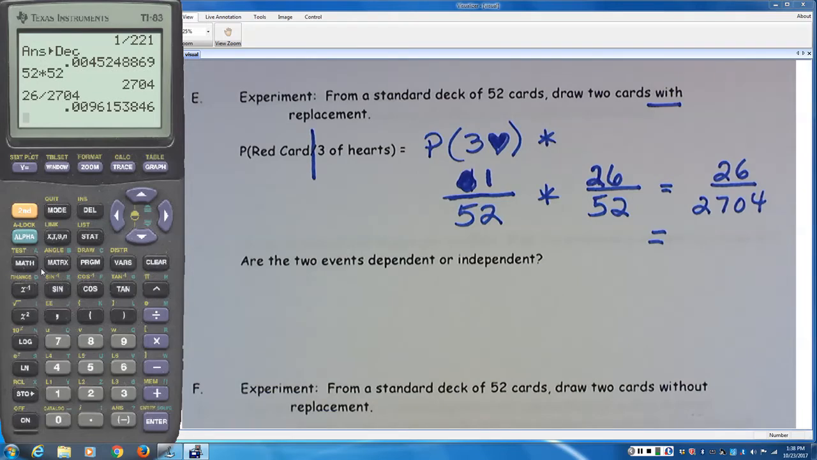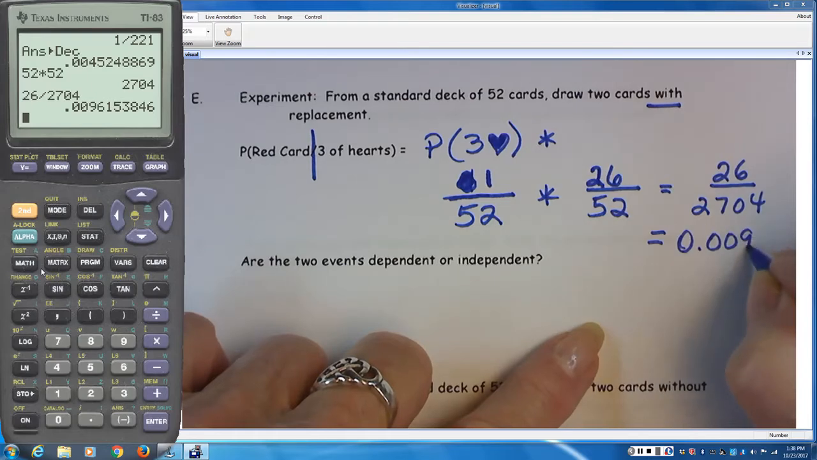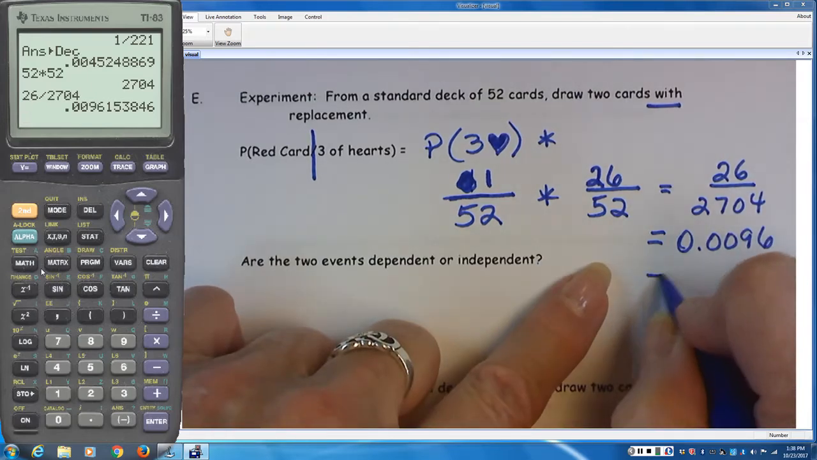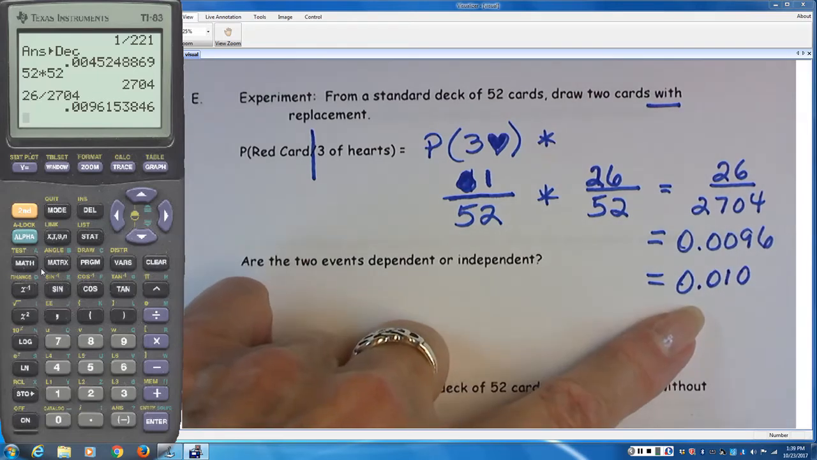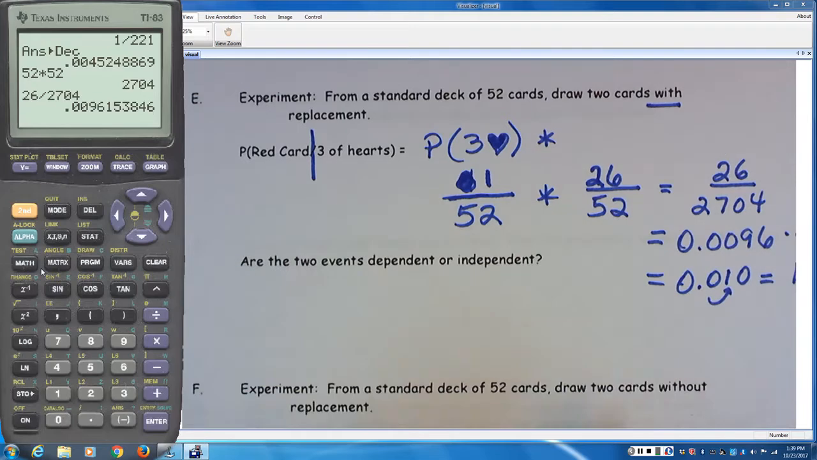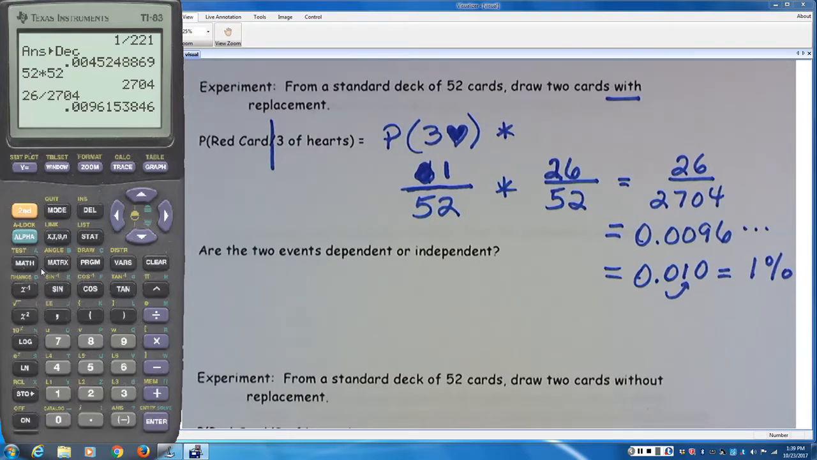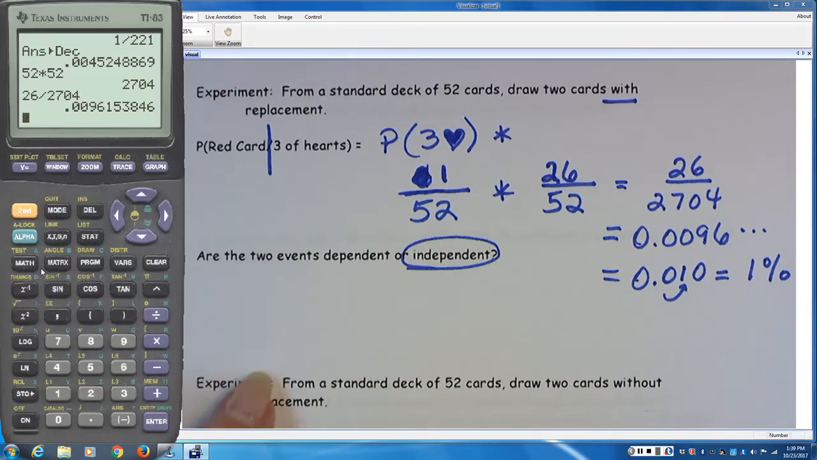So that's going to be 0.0096, which rounded to 3 decimals is 0.010, or 1%. And those events are, since it's with replacement, independent.